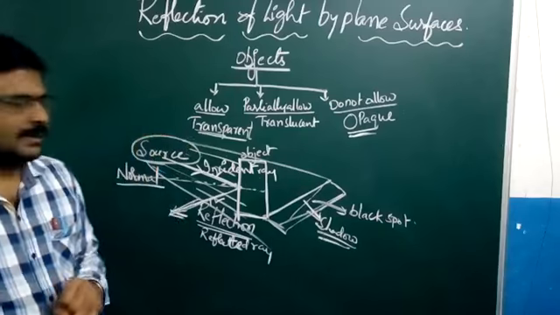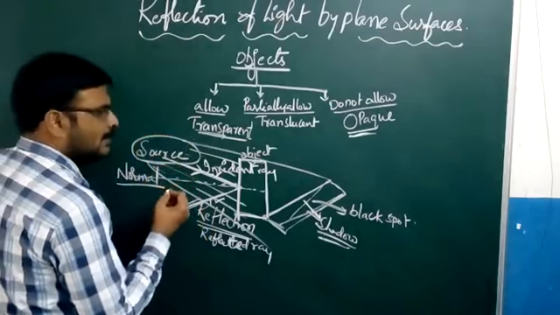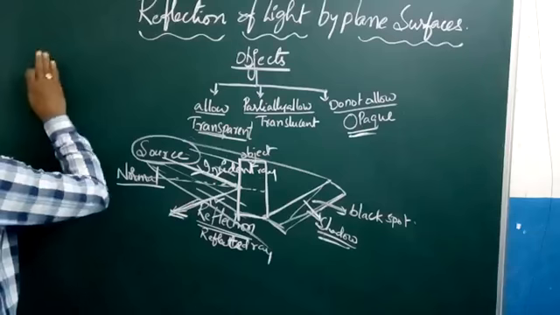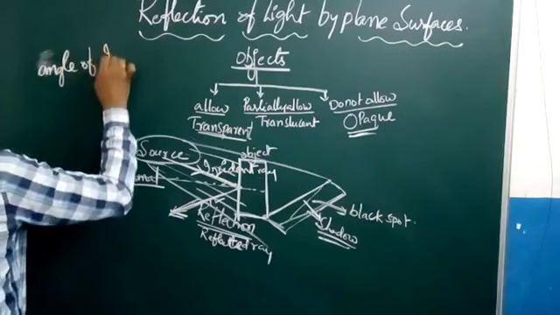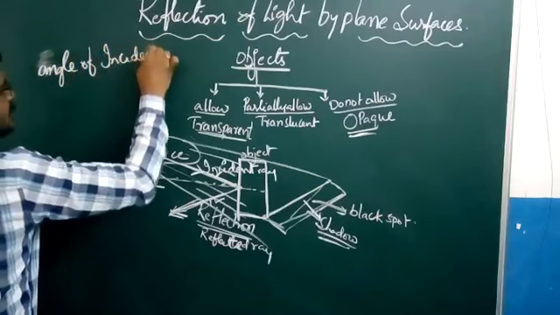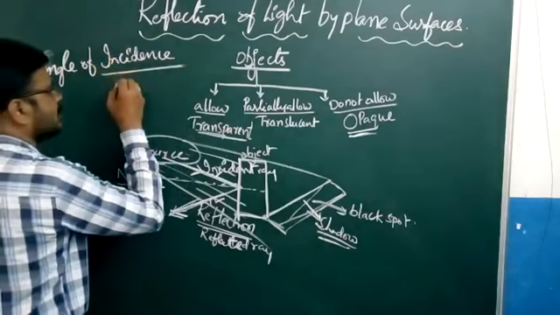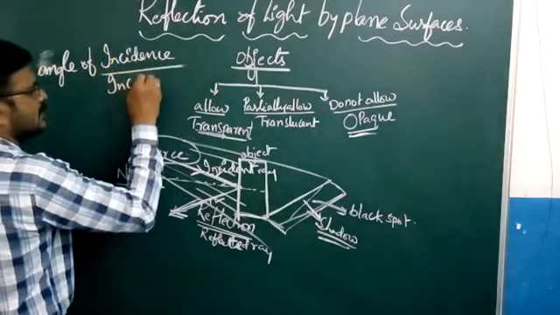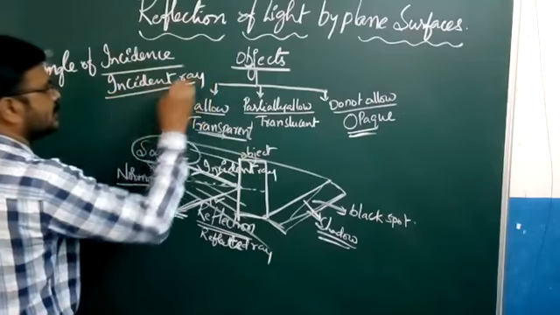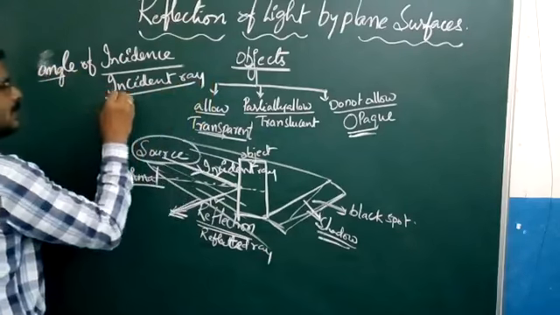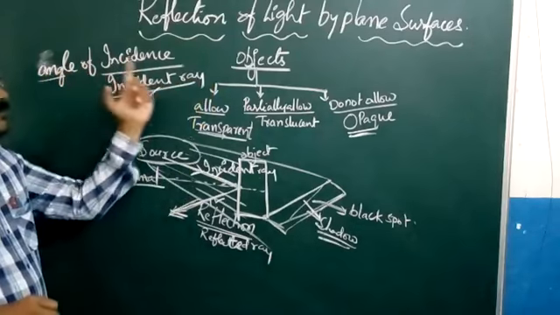Coming to the second one, the angle of incidence. What is the angle of incidence? From the name itself, it is clear that it is something related to the incident ray. The angle related to the incident ray. So, what is called the angle of incidence?